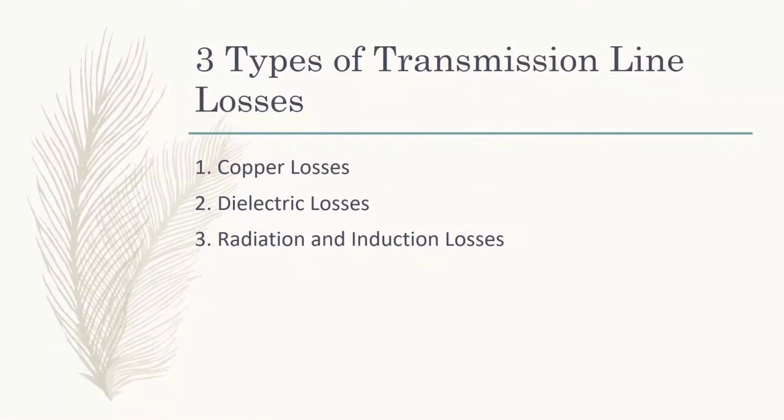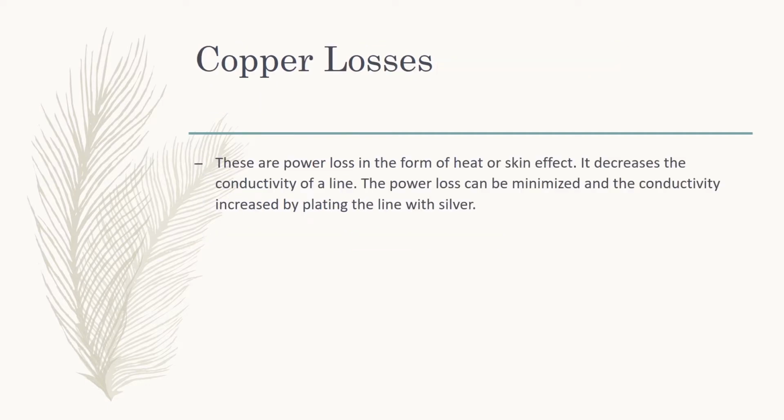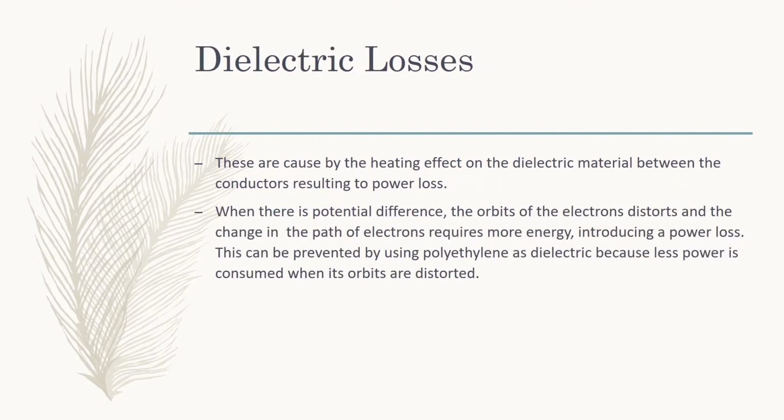Three types of transmission line losses. First is the copper losses, second, dielectric losses, and third, radiation and induction losses. Copper losses. These are power loss in the form of heat or skin effect. It decreases the conductivity of a line. The power loss can be minimized and the conductivity increased by plating the line with silver. Skin effect means that the current that flows in the conductor is greater in the skin of the conductor rather than in the center of the conductor.